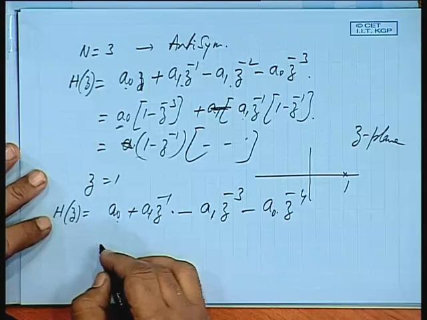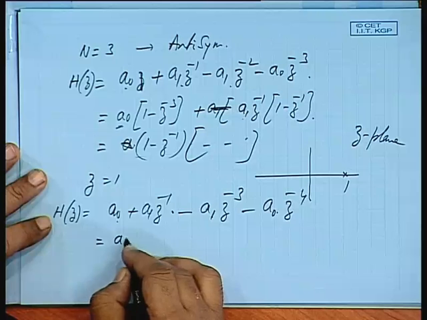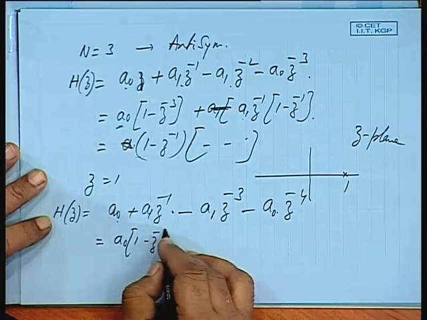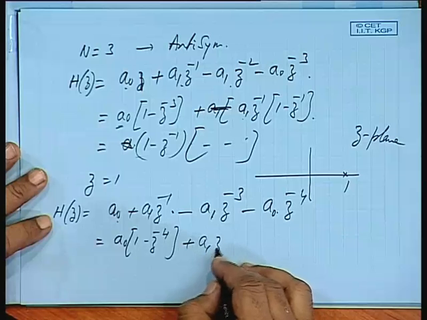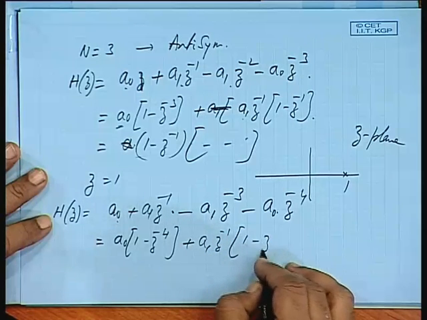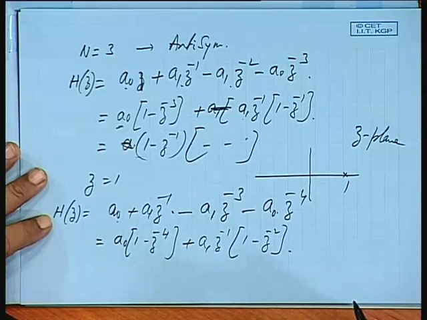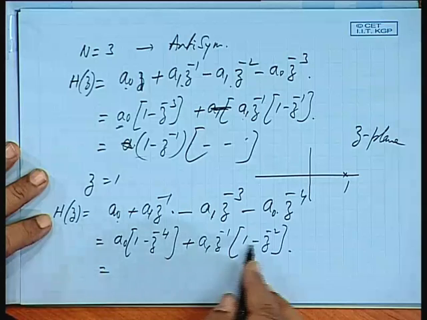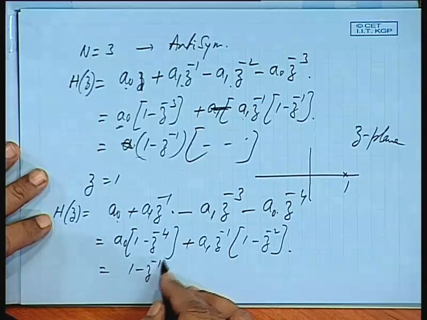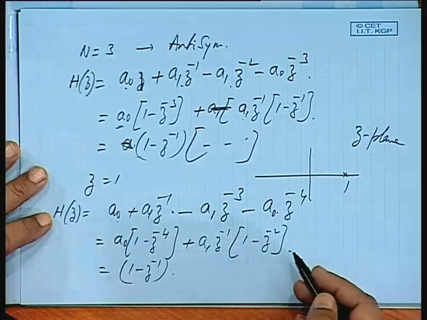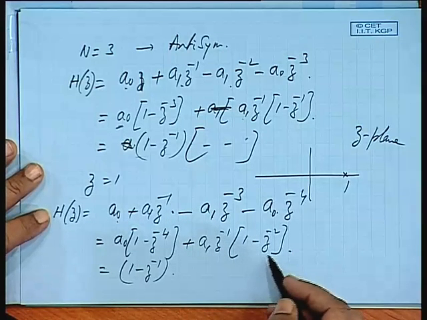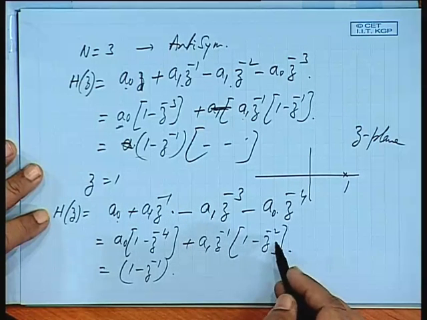Okay. So, here it will be A 0 into 1 minus z to the power minus 4 plus A 1 z inverse into 1 minus z to the power minus 2. Okay. So, once again 1 minus z to the power minus 1 is a common factor. There can be other factors. In this case, it is 1 minus z to the power minus 2.